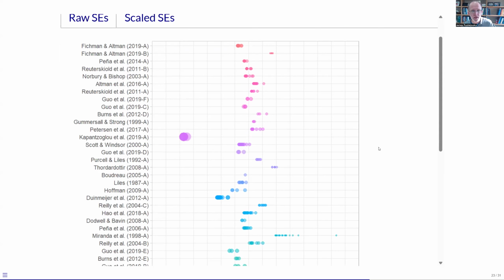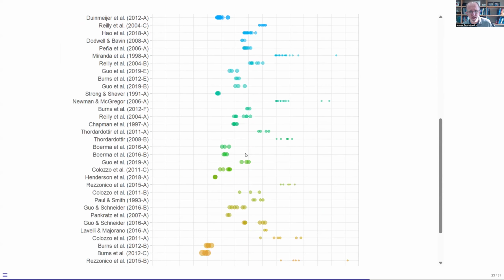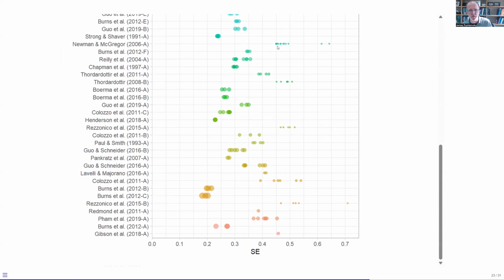Here's a plot of this for the narrative assessments review. So this is again kind of like a forest plot, right? There's a row for each sample, but instead of plotting effect size estimates, we plot standard errors. These are the raw standard errors. So you can see there's some within-study variation, like in this Newman and McGregor study, where the standard errors vary from like 0.45 up to 0.65 or so.